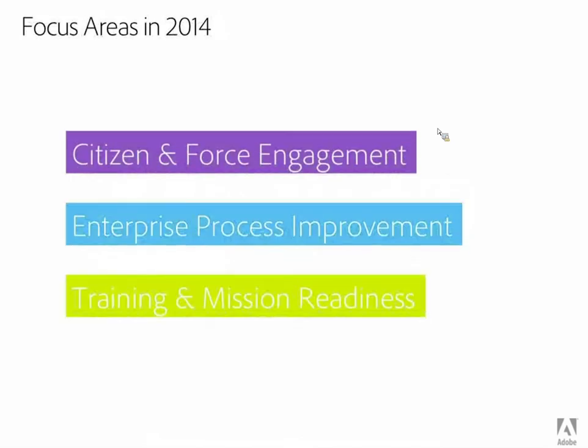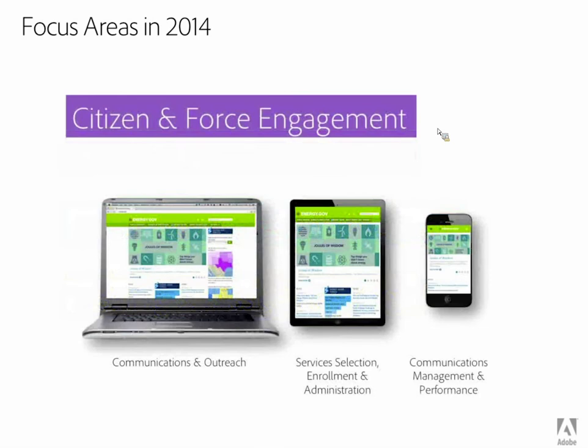So you've probably noticed throughout this presentation that we've been using these three different areas, these three different colors. It might not be 508 accessible to use colors to convey information, so hopefully nobody's colorblind on this. But these are the three key focus areas for 2014. And of course, it already is 2014 for us. So these are the areas that we need to be driving, right? Citizen and force engagement, enterprise process improvement, and training and mission readiness. And these are the areas where we can focus on each of those to ensure that we're really meeting those target areas in driving the value through the user base.